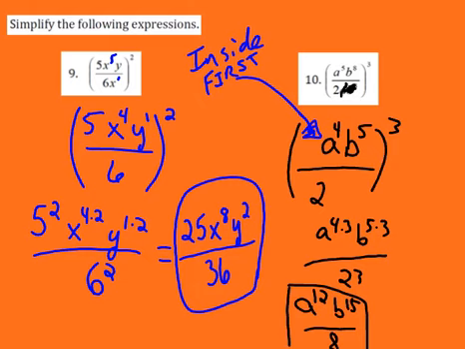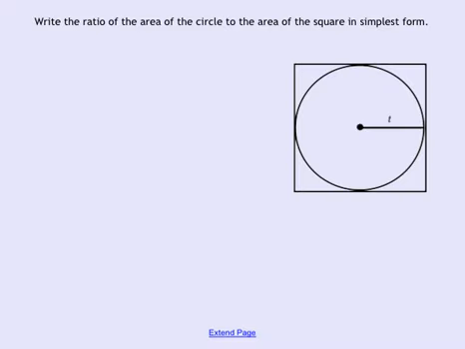Okay. Last but not least, the nice little word problem. On your sheet, this is an R here. I knew that was going to be screwed up. We didn't fix the picture. Okay. So, write the ratio. So we got to know that we're writing a ratio. So I got, write the ratio of the area of the circle to the area of the square.